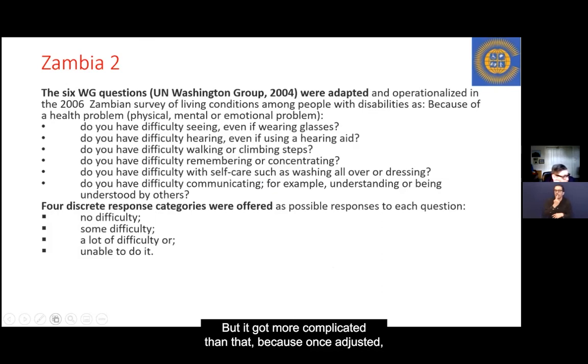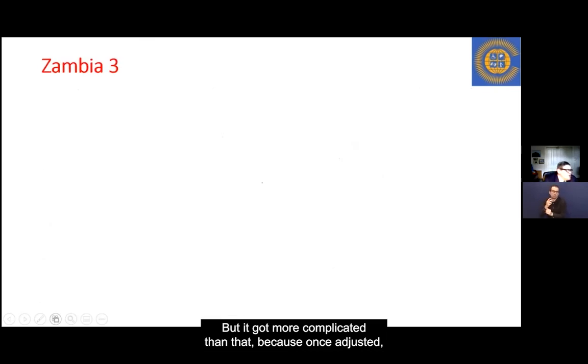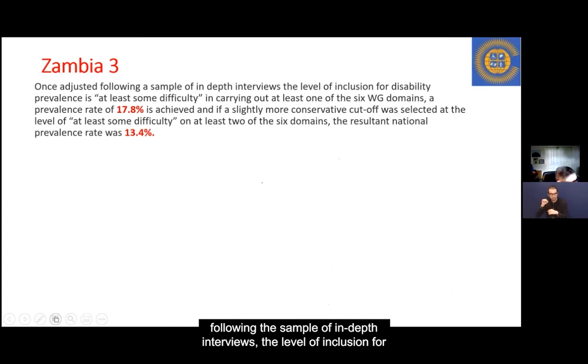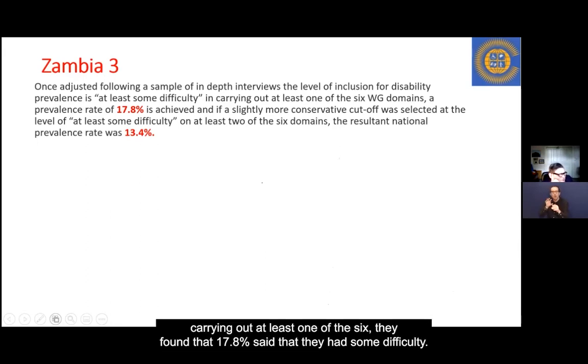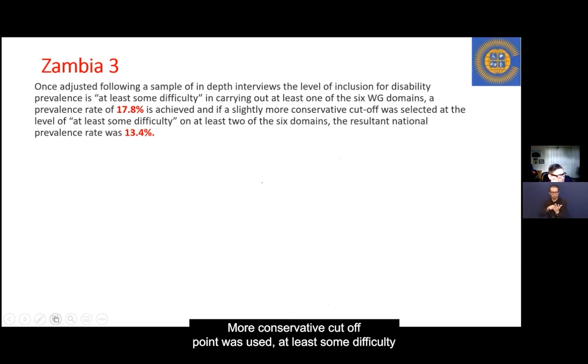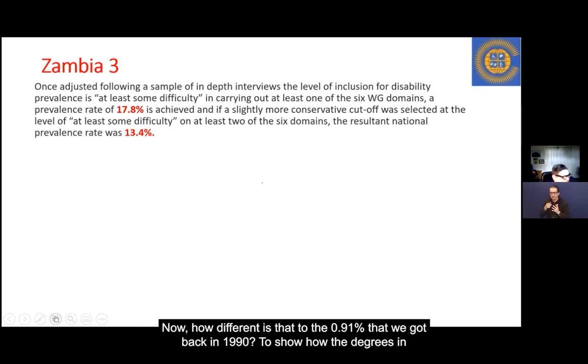But it got more complicated than that, because once adjusted following a sample of in-depth interviews, the level of inclusion for disability prevalence is at least some difficulty. So some difficulty in carrying out at least one of the 6, they found that 17.8% said that they had some difficulty. But a more conservative cutoff point was used, at least some difficulty on at least 2 of the domains or 2 of the indicators, and it was 13.4%. Now, how different is that to the 0.91% that we got back in 1990?